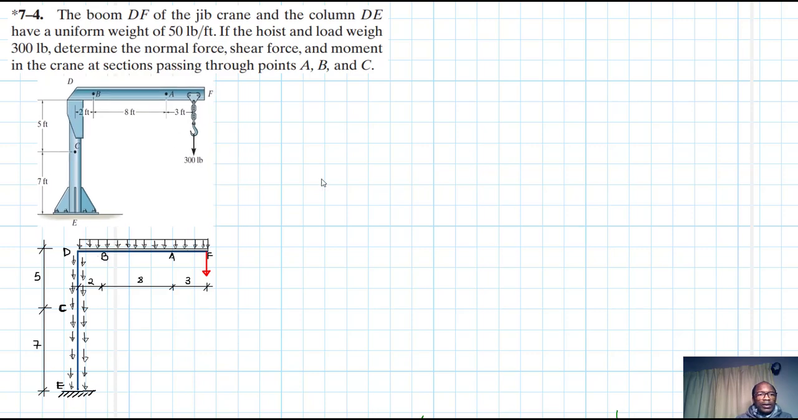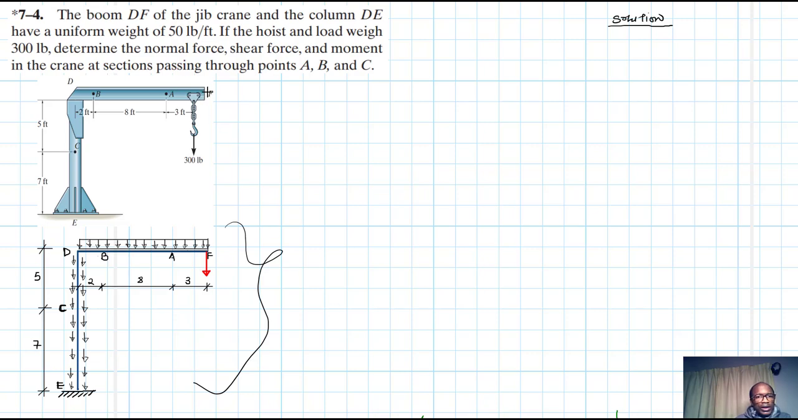Okay. This problem is coming from the Engineering Mechanics Statics textbook, 13th edition by R.C. Hibbeler. So we have a crane and a column, and both have the uniform weight of 50 pounds per feet, and there is a load that weighs 300 pounds. And we are being asked to determine the normal shear and moments in the cranes at sections passing through points A, B, and C.